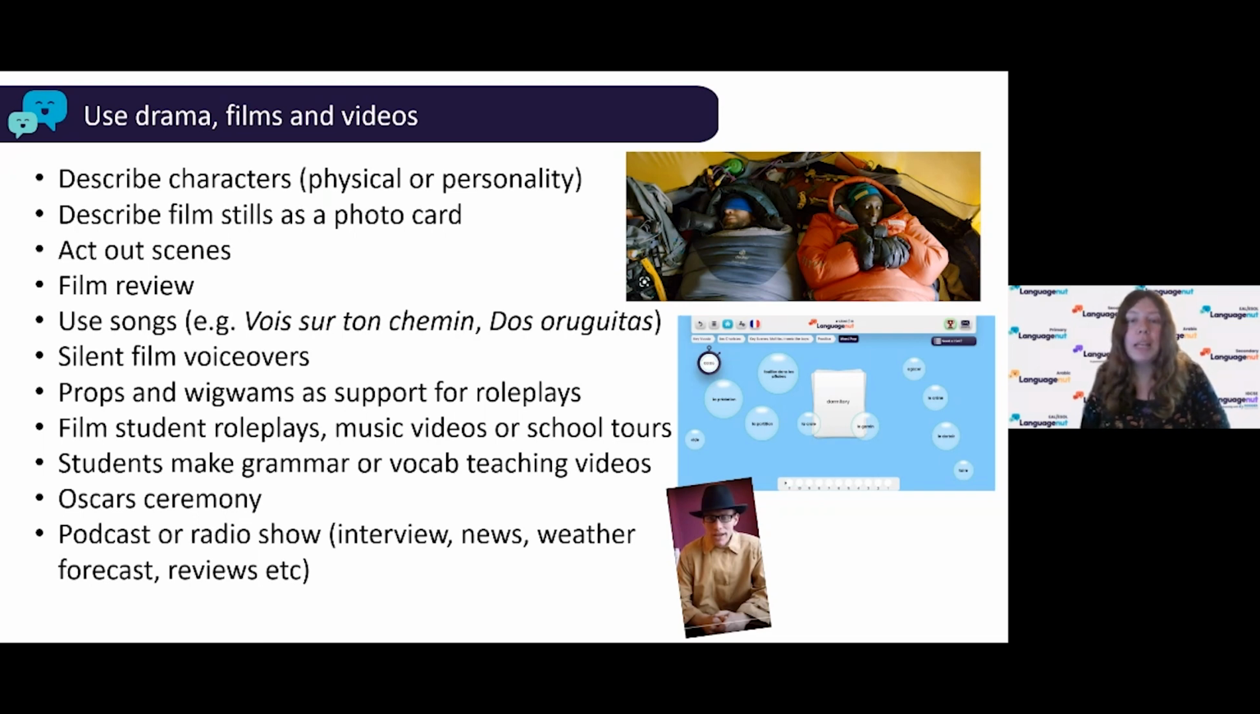Still on the subject of role plays, you can film students' role plays if they're happy for you to do that. Obviously, keeping that only within school, and they can sometimes really like that, or they can film each other, of course, and it's really nice for them to see, and especially if they've done something they've been proud of.